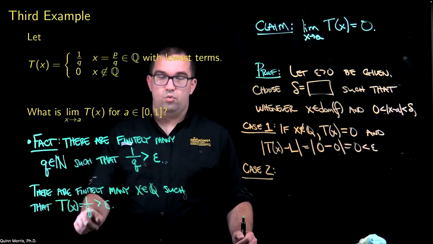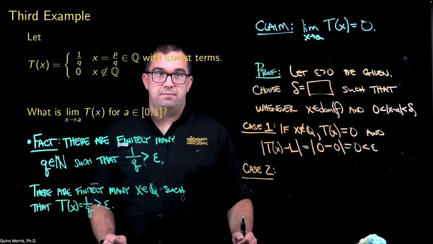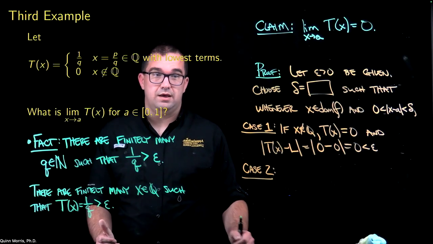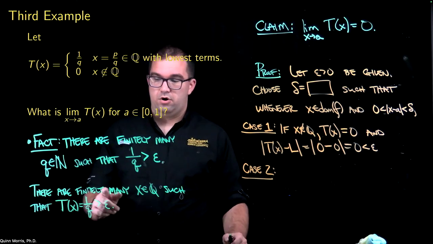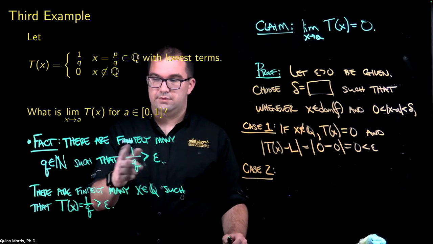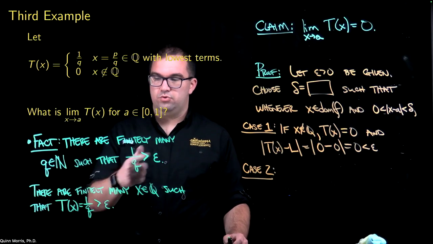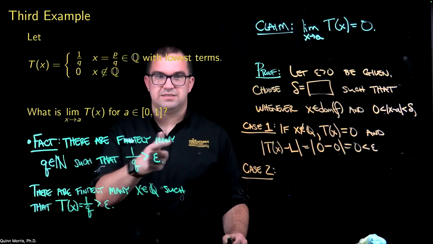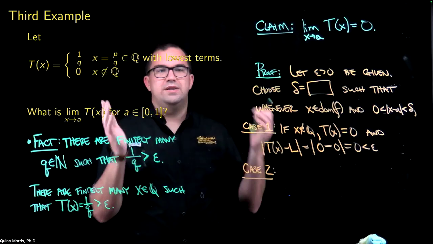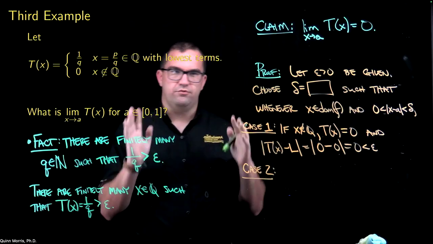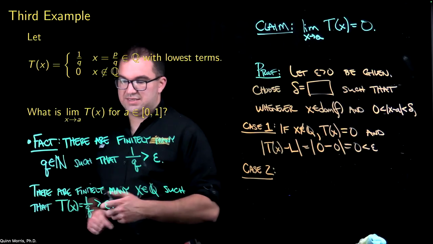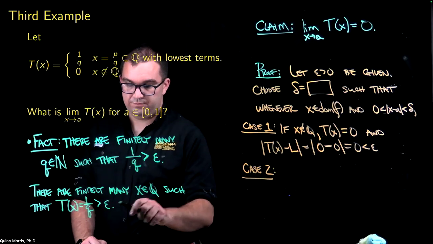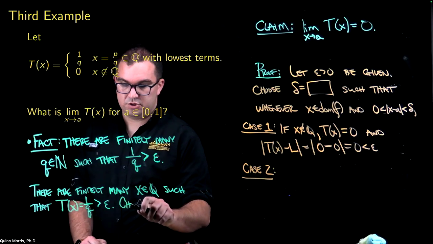So for each 1 over q, there can be at most q distinct inputs that give you that. So if the maximum q that works here, or the number of these things there are, is 20, there's no more than 20 squared of these things, and that's even an overestimate. So there are only going to be finitely many x such that T of x is greater than 1 over q.